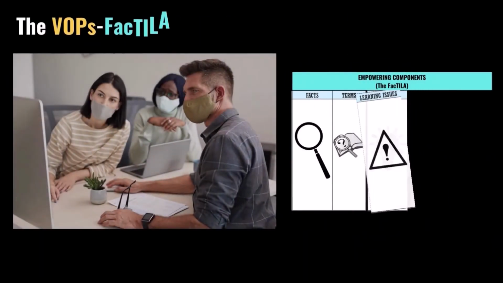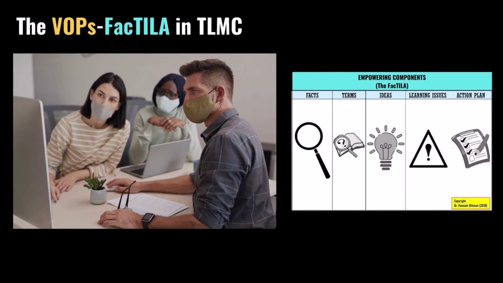Facing the problems, a transformational leader decides to empower other leaders in the leadership circle, as well as followers, to participate in the decision-making and solving of the problems. The FacTILA inquiry approach is highly relevant for this task.